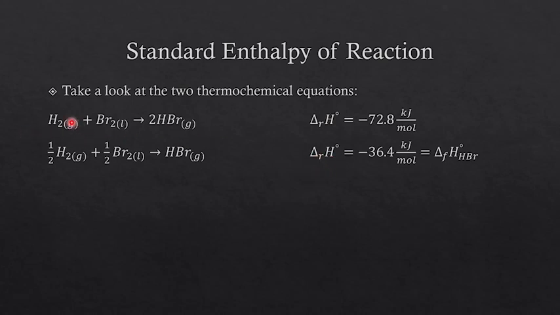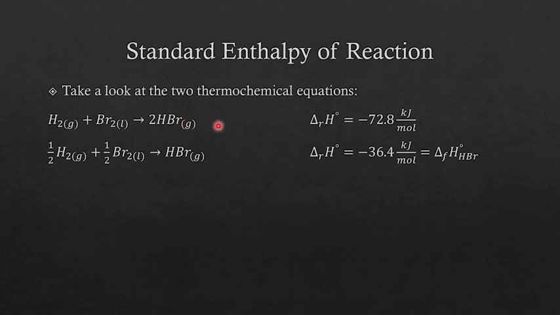The first reaction, we have hydrogen gas plus bromine liquid yields 2HBr gas. Enthalpy of reaction, negative 72.8 kilojoules per mole. Now, why is the first reaction not a standard molar enthalpy of formation reaction? You go back to our three criteria. The first criteria is satisfied because our two reactants are at their standard state. Hydrogen gas, diatomic, bromine liquid, diatomic. For the second criteria, we only have one product, that is HBr, that is satisfied. However, for the third criteria, we need to have our product to have a coefficient of 1. Therefore, the first equation is not a standard molar enthalpy of formation reaction.